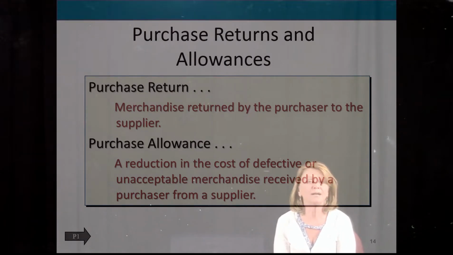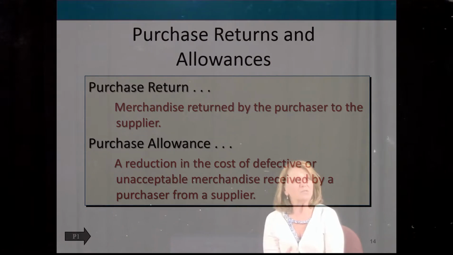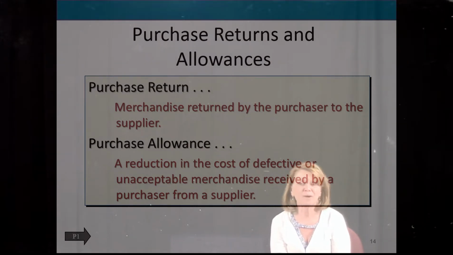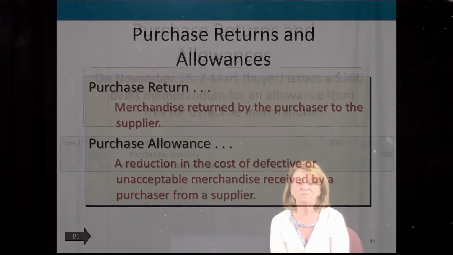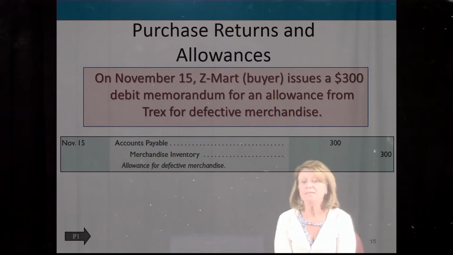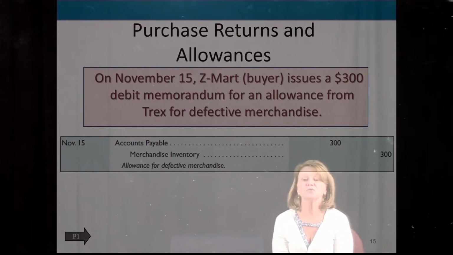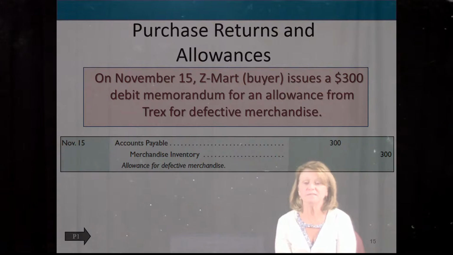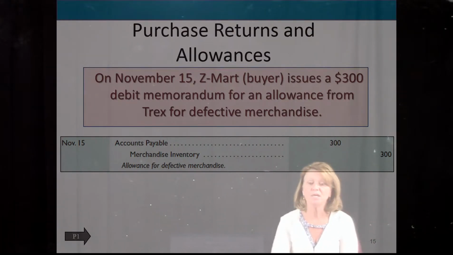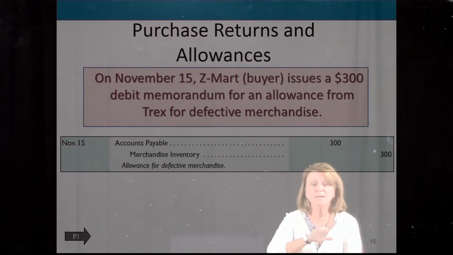So you keep it, but you negotiate an allowance or a cheaper price from the company that sold it to you. So let's look at how those transactions would look. On November 15th, Zmart issued a $300 debit memorandum for an allowance from Trex for defective merchandise. November 15th, accounts payable, $300. Merchandise inventory, $300. This is for the debit memorandum.